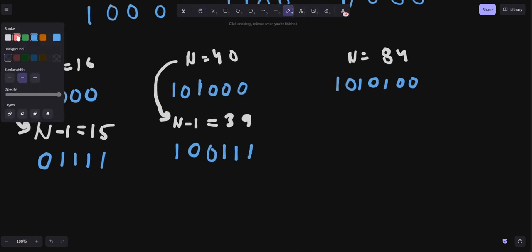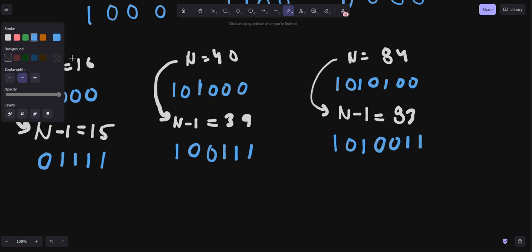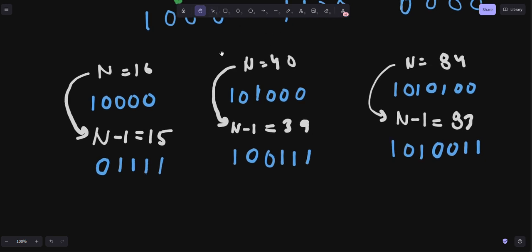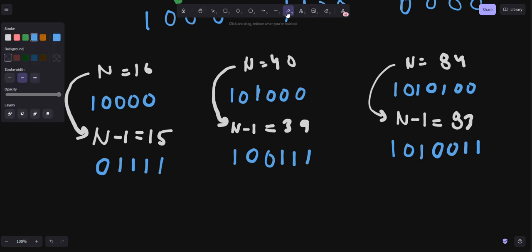Again, please see the pattern. If you are able to see the pattern right now, it's really great, right? If n is equal to 84, I am doing one subtraction, which gives 83. You know how 83 is represented? See, 1 0 1 0 0 1 1. Can you see some pattern here? If you think for a while, can you see a small pattern that is just in front of you?